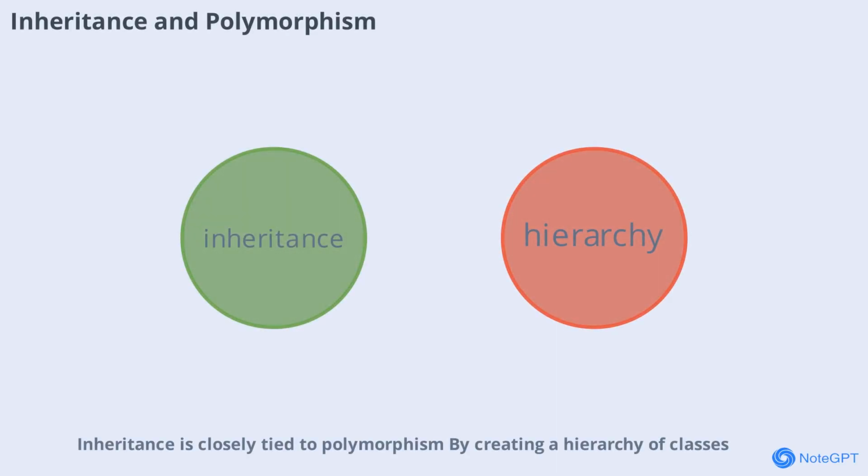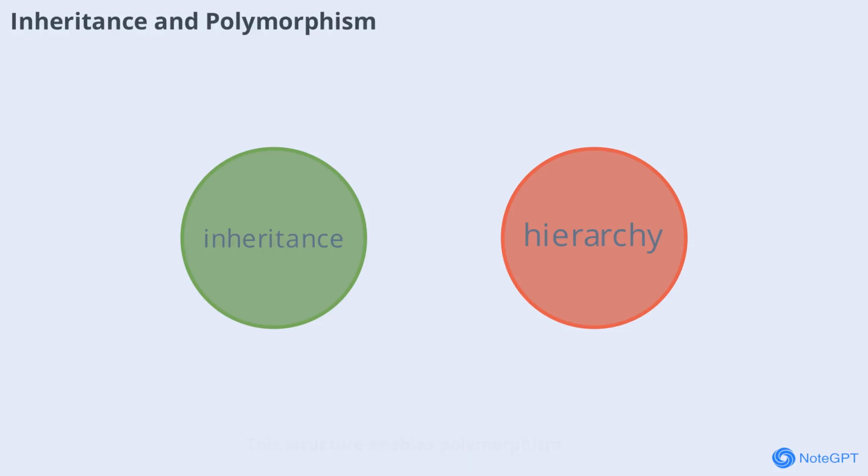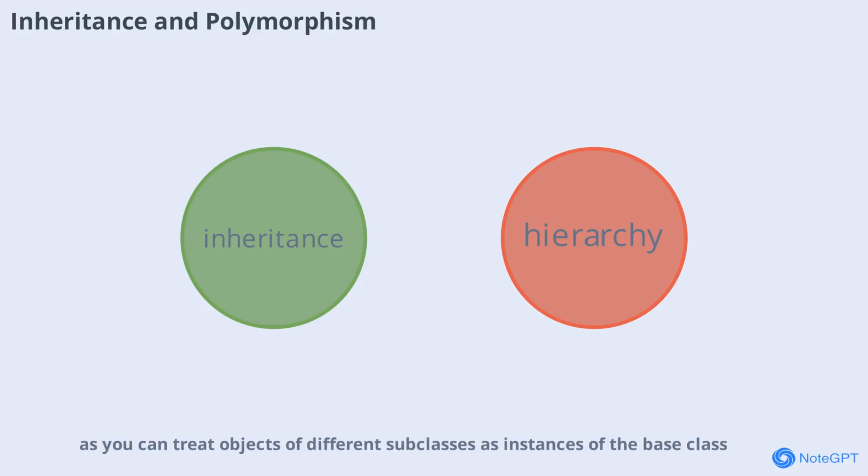Inheritance is closely tied to polymorphism. By creating a hierarchy of classes, you can define general behavior in a base class and specialize it in derived classes. This structure enables polymorphism, as you can treat objects of different subclasses as instances of the base class and rely on overridden methods to provide the correct behavior at runtime.